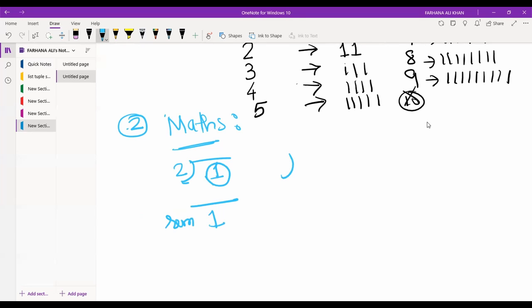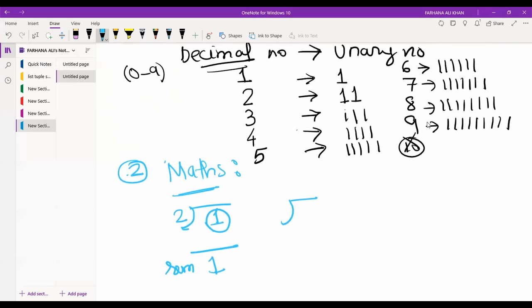Now the second number is 2. We are considering the unary number system, so we write the unary representation of number 2, which is nothing but two occurrences of your bit, that is 1. This 2 will be your dividend, and we divide it by 2. For our reference, we write that this is the number 2. When we divide it, we get the remainder as 0. So this is your remainder 0.